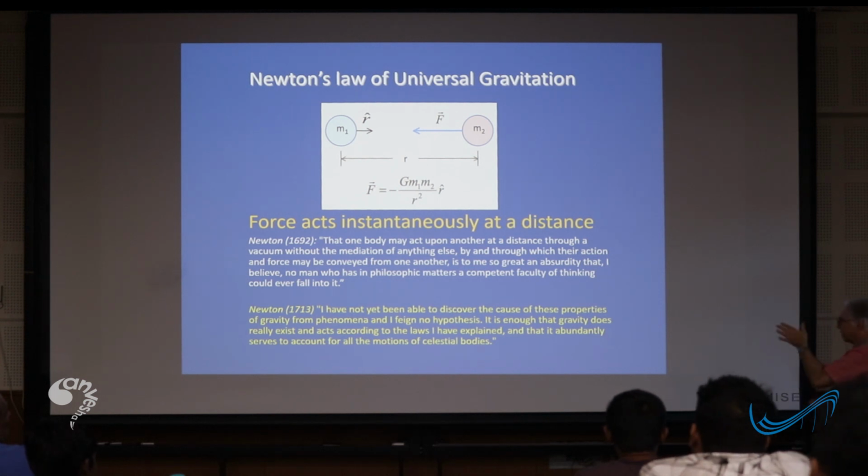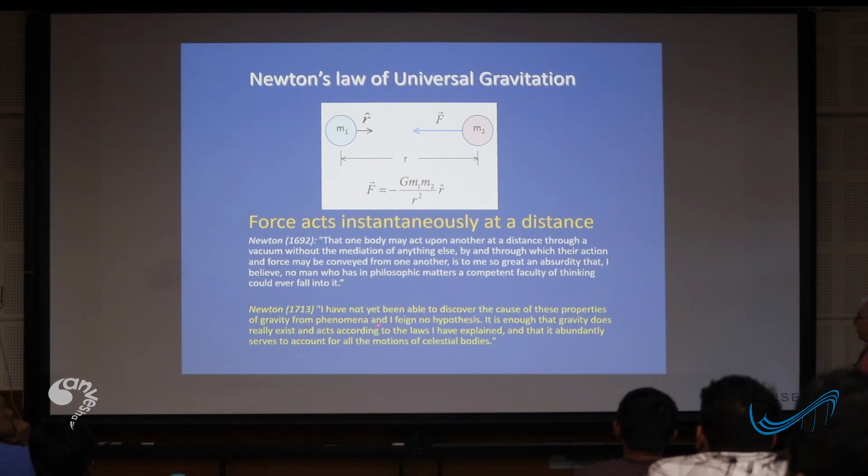And Newton was amazed. It's amazing that he was really aware of it. So I've just some quotes from here. These slides will be with you, so you can look at them a bit later on. I just want to read this out. I have not yet been able to discover the cause of these properties of gravity from phenomena and I feign no hypothesis. It is enough that gravity does really exist and acts according to the laws I have explained, and that it abundantly serves to account for all the motions of celestial bodies.